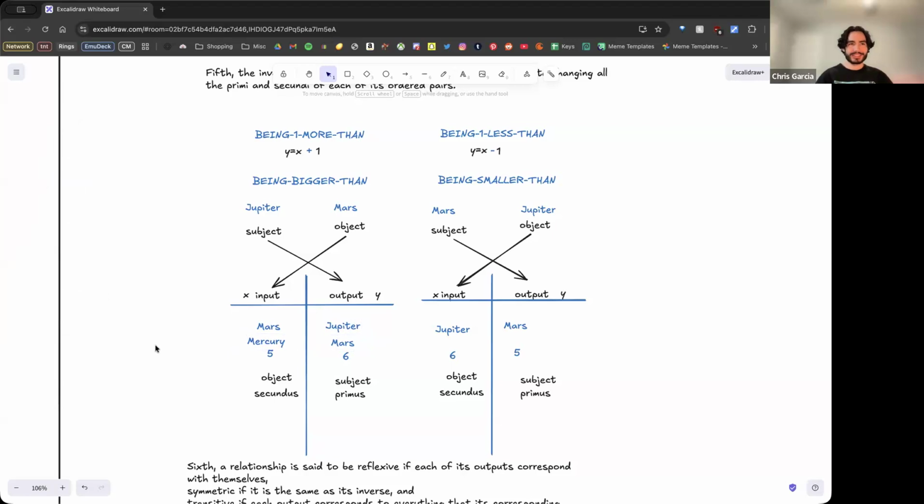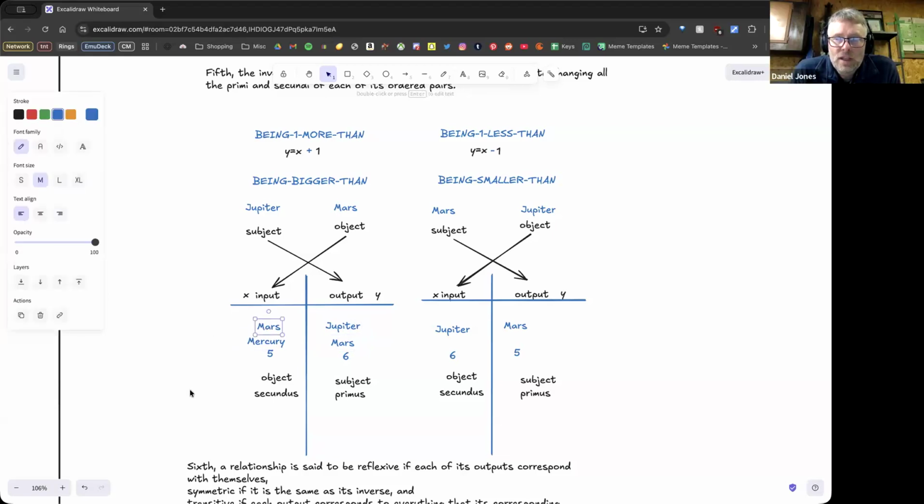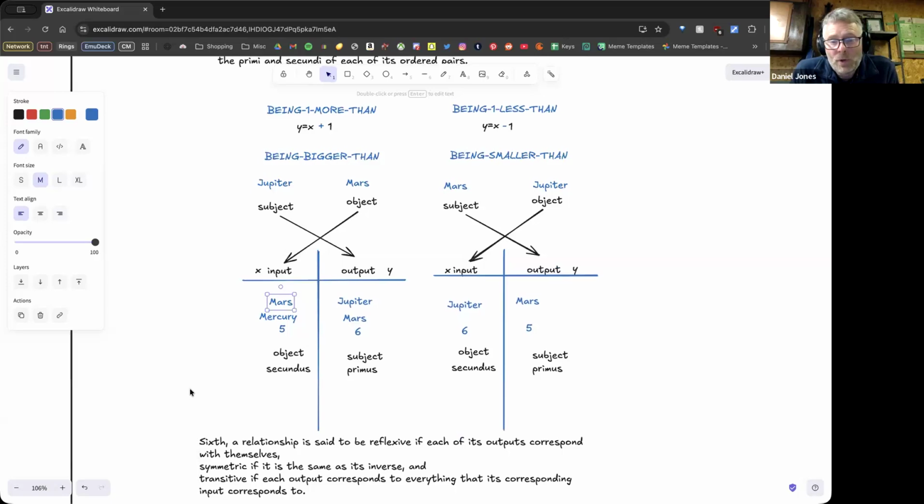But it doesn't work the other way around. You'd have to start from Jupiter down. You couldn't start in the middle and apply it, because the relation wouldn't work, unless you are starting again with Mars. So if Mars is bigger than Mercury and Mercury is bigger than the moon, then we must conclude that Mars is bigger than the moon. If that works for every single ordered pair in the relationship, then you say the relationship is transitive.